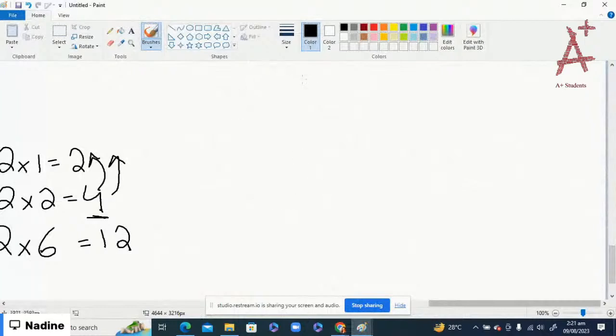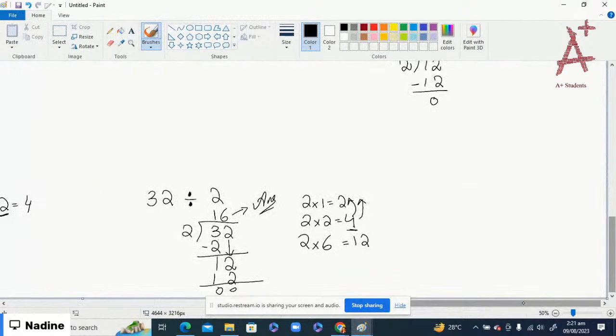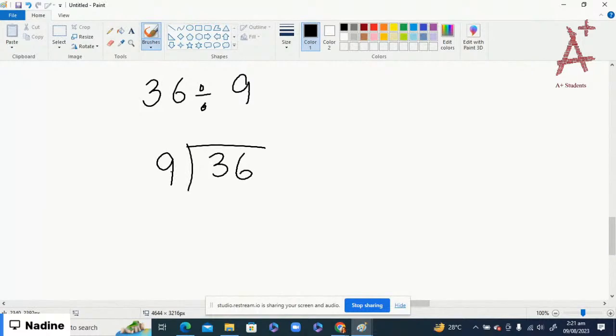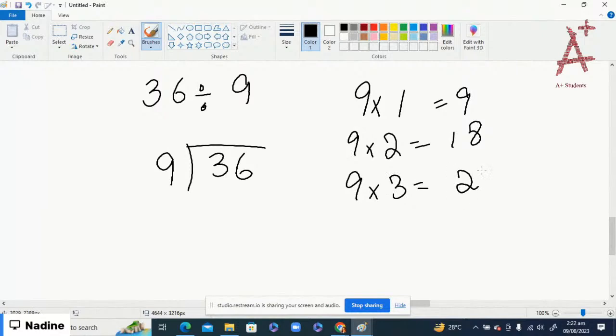Let's divide and then check. 36 divided over 9. Now tell me, 9 times which number is 36? 9 times 1 is 9. 9 times 2 is 18. 9 times 3 is 27. And 9 times 4 is 36. Let's put 9 times 4 is 36.